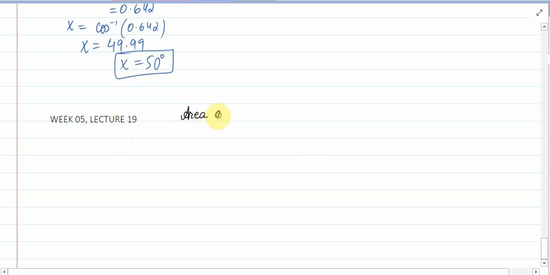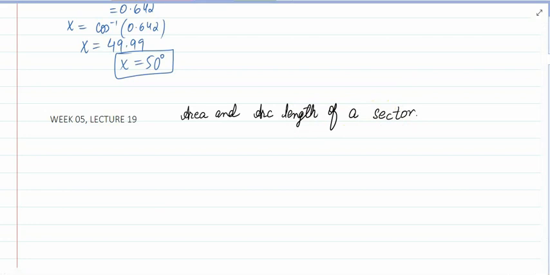area and arc length of a sector. Now before starting a topic, first we need to understand these terms. What is arc length, what is sector, right? So first, what is a circle?